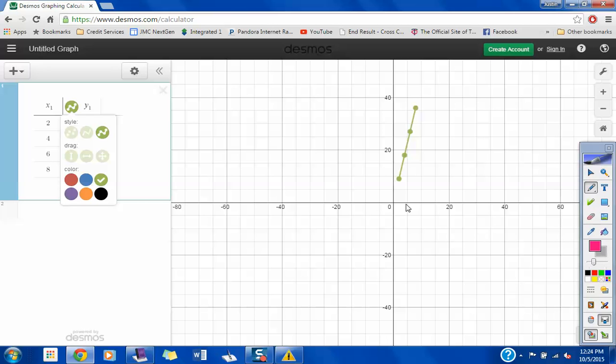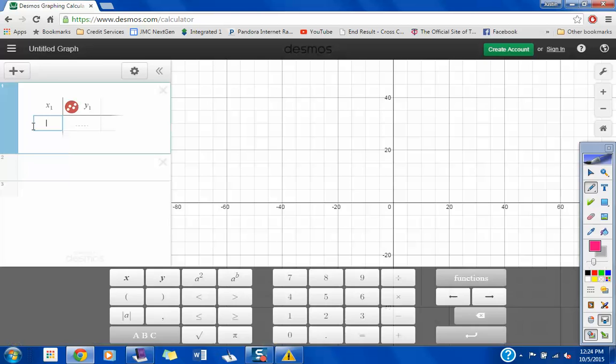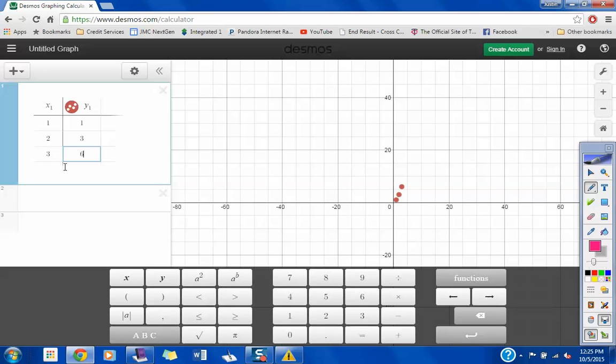Help me with my next ones here, guys. What were the points in the other one? I'm going to close this out and add a new table. Go to that second table and just tell me the values that we punched in. What was the first point? 1, 1. What was the second one? And then 3, 6. Was that right? Yeah.